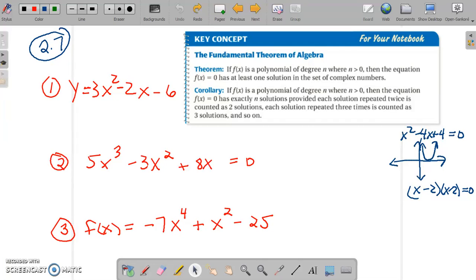This video is on section 2.7 and it is talking about a couple key theorems. The first one is actually pretty straightforward and easy and hopefully makes a lot of sense to you. It's called the fundamental theorem of algebra.